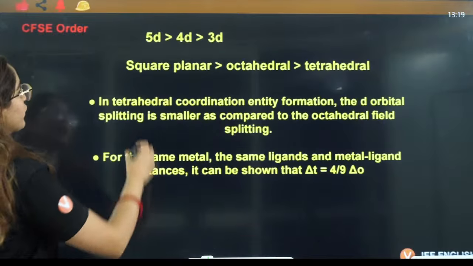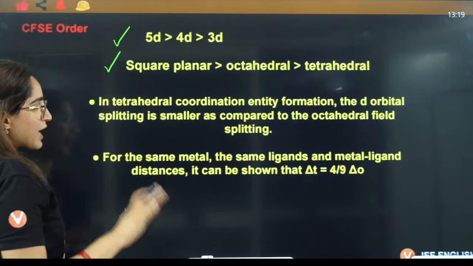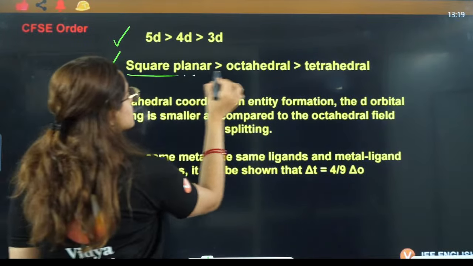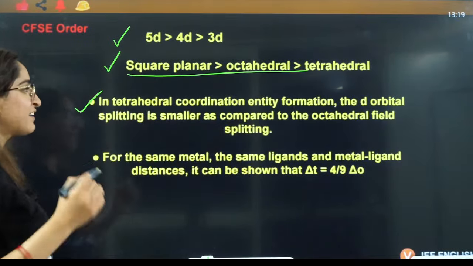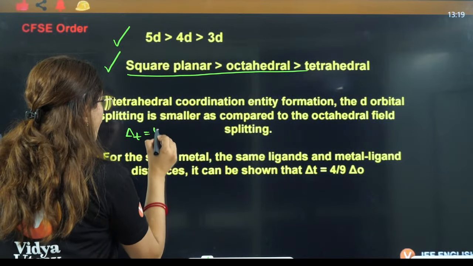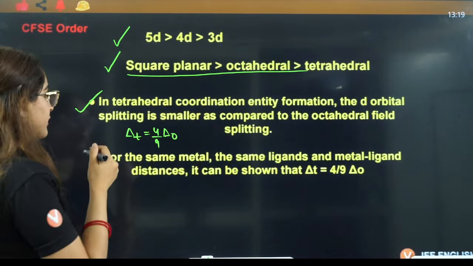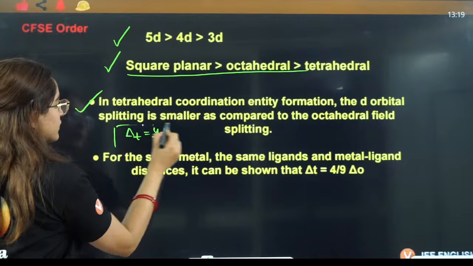This I have told you: 5d has maximum splitting, then 4d, then 3d. Out of square planar, octahedral, tetrahedral, this is the sequence. Now tetrahedral is almost 4 by 9 of octahedral. It is almost half of octahedral. That we have written here, right?